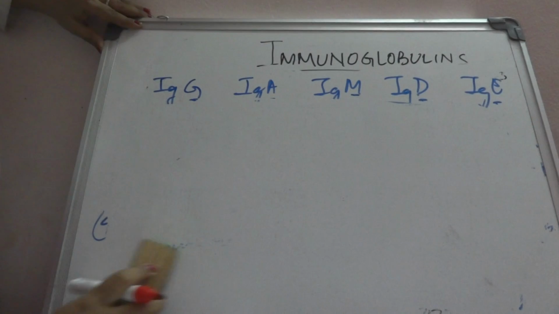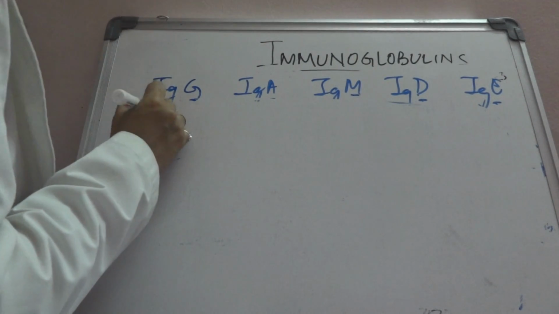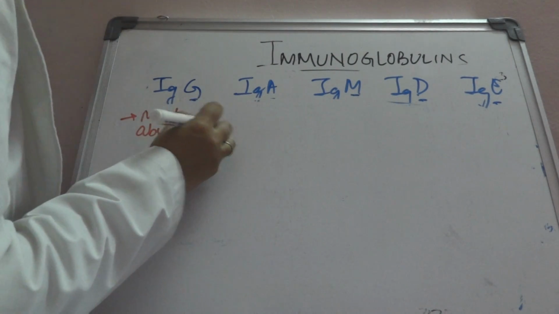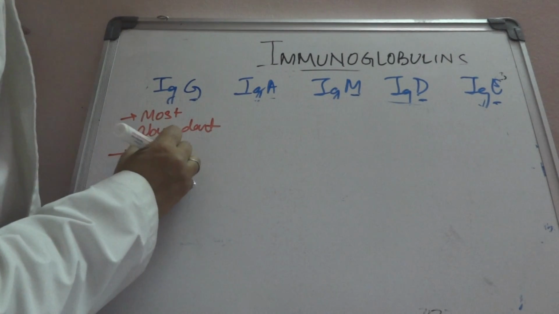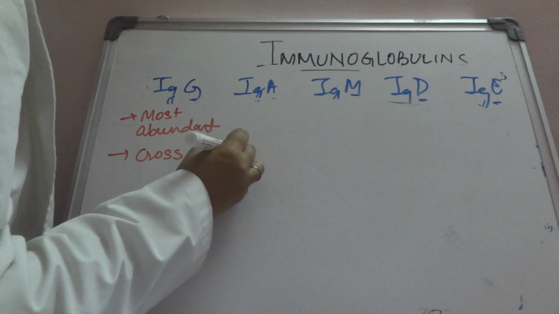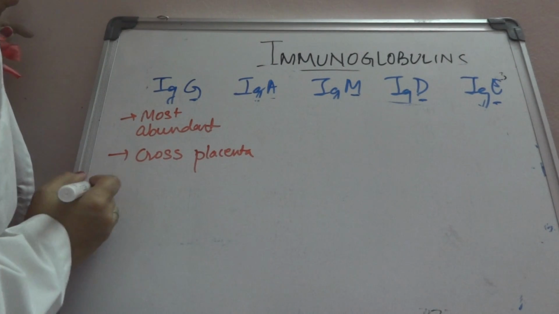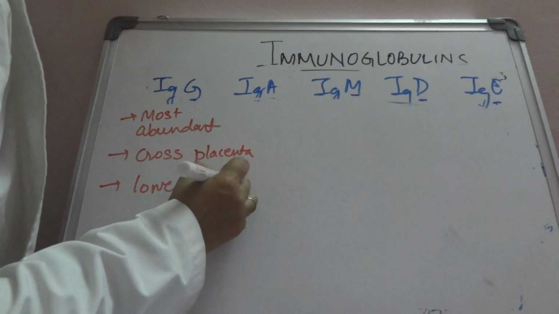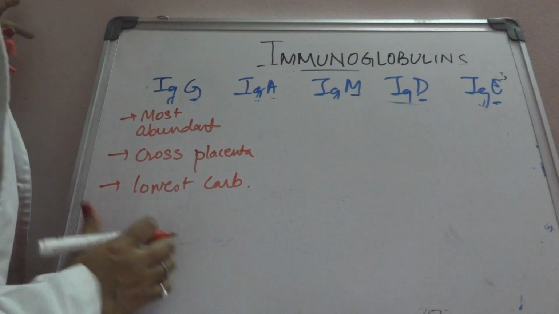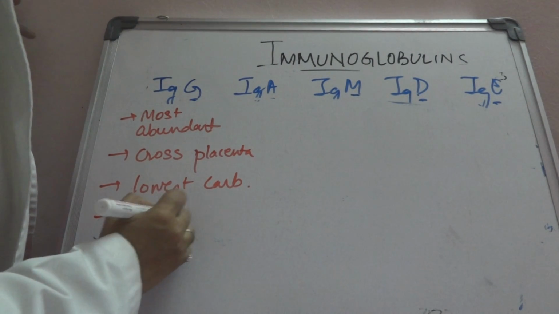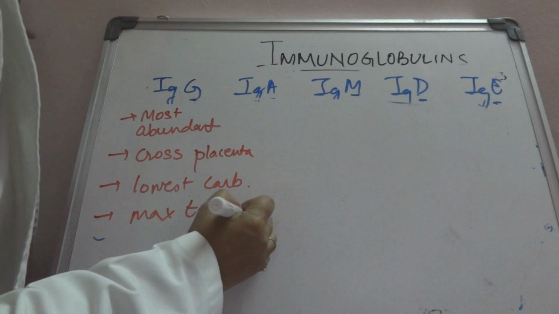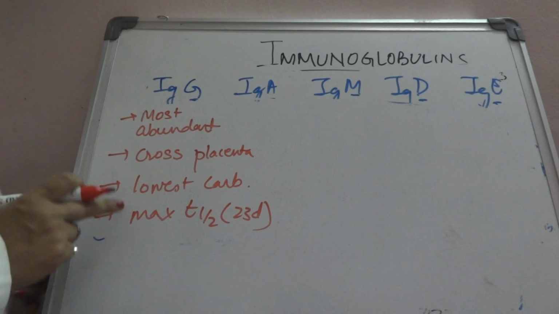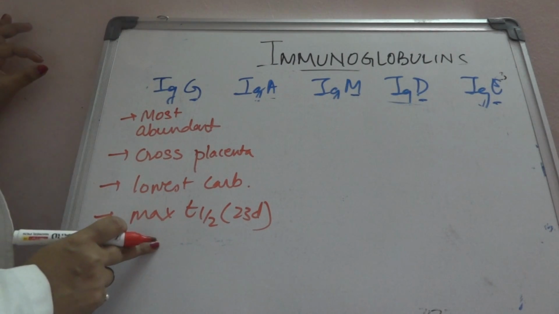IgG. IgG is most abundant. Second, it can cross the placenta. It has the lowest carbohydrate. It has the maximum half-life of 23 days. These are all MCQs. It is most abundant, it crosses the placenta, it has lowest carbohydrate, it has maximum half-life.